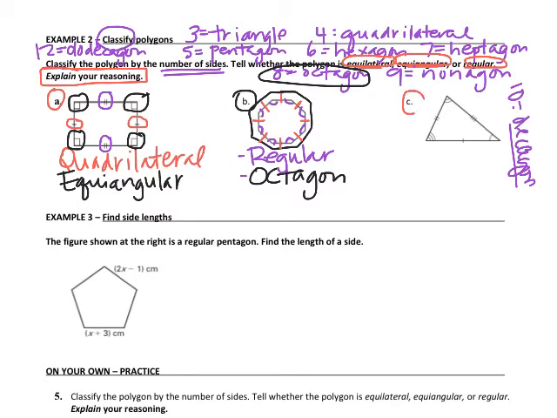Finally, we have C here. And C looks like it has 3 sides, so this is a triangle.